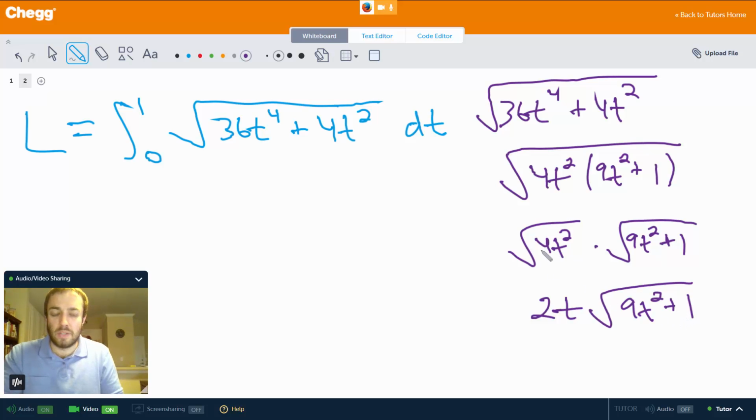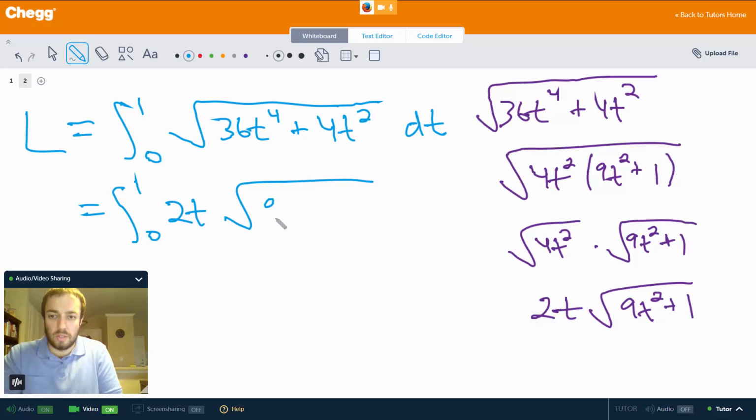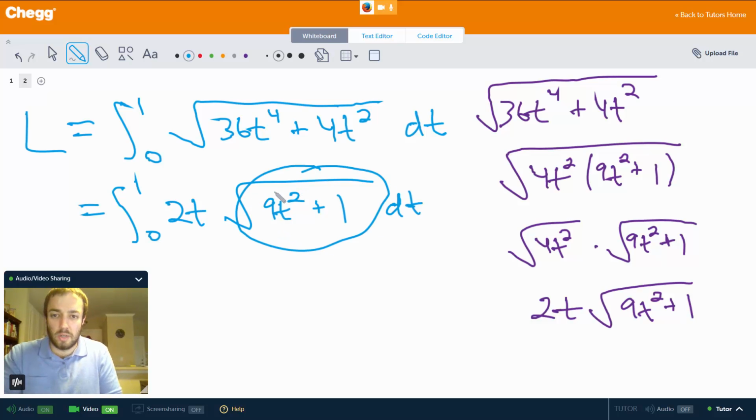Okay, so this is what we have going on here. So then our integral is just the integral from 0 to 1 of 2t times the square root of 9t squared plus 1 dt. And this is actually really nice because you might look at this and think, oh, now we might have to do a trig sub type thing, but actually we don't, because this t out here is going to make things pretty simple for us.